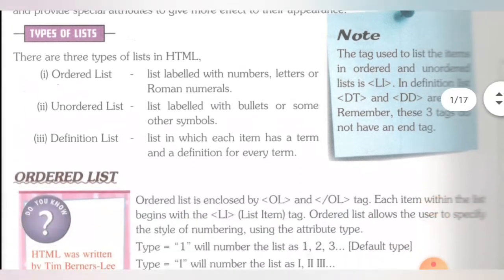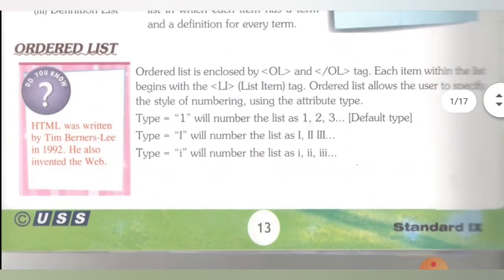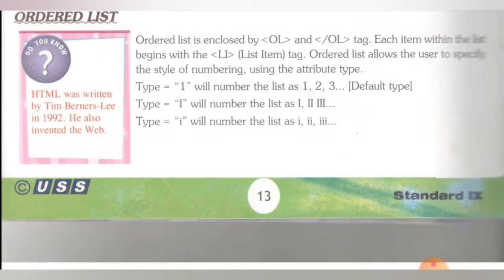If you want to create an ordered list, then you use the tag OL. OL is a tag used to create an ordered list, and then inside this OL tag we use LI. LI is used to specify the list items.